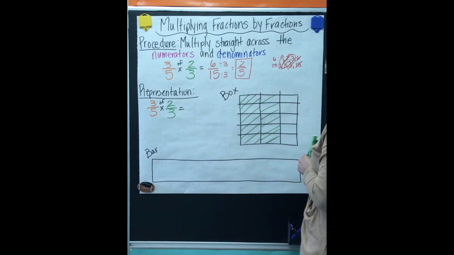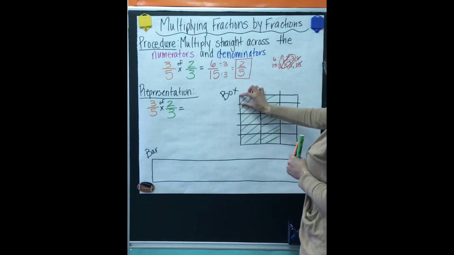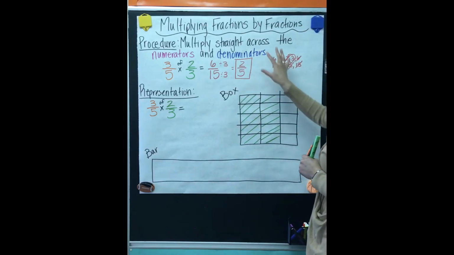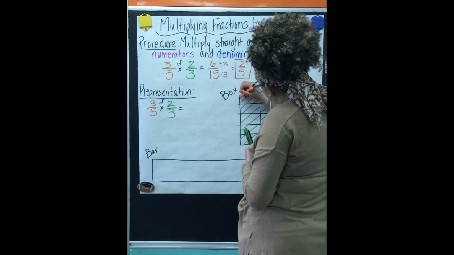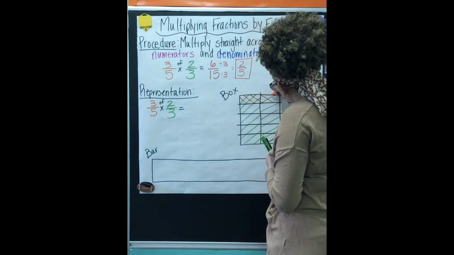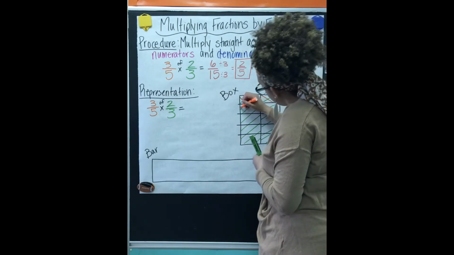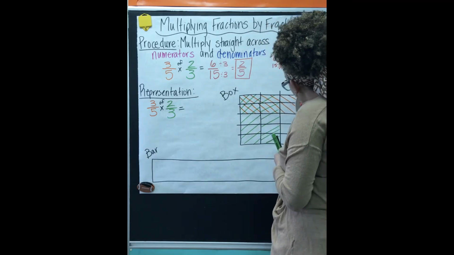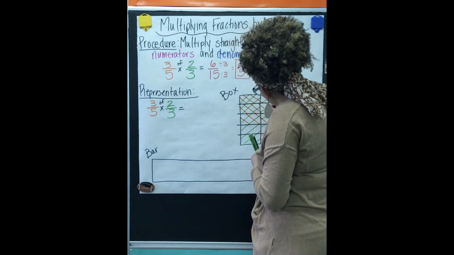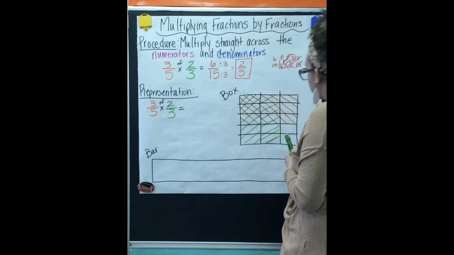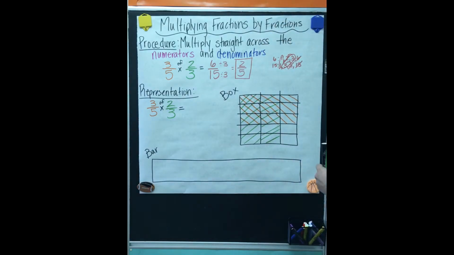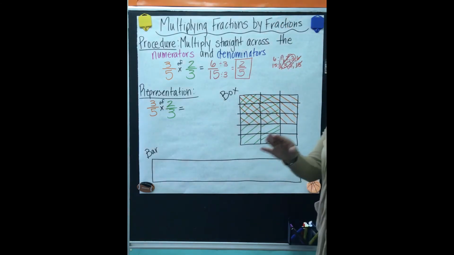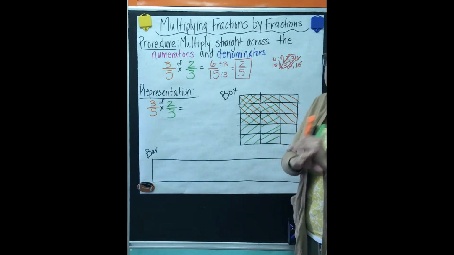I'm going to slash all the way through the fifths, where this is 1/5, 2/5, 3/5, 4/5, 5/5. I'm going to still ignore the thirds. So we're going to go 1, 2, 3. So now I've slashed 2/3 and 3/5. Where my two colors overlap, that is my answer.